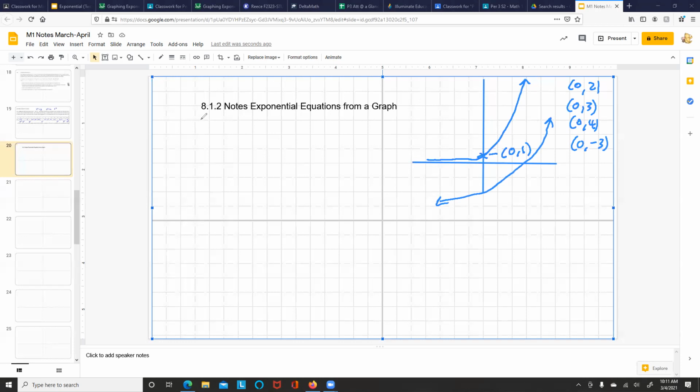Okay, so the general form of an equation, an exponential function, looks like this, right? General form is y equals a times b to the x power. That is the general form of an equation. Now we want to say, hey, what does a stand for and what does b stand for? Because we know what x and y stand for, right?